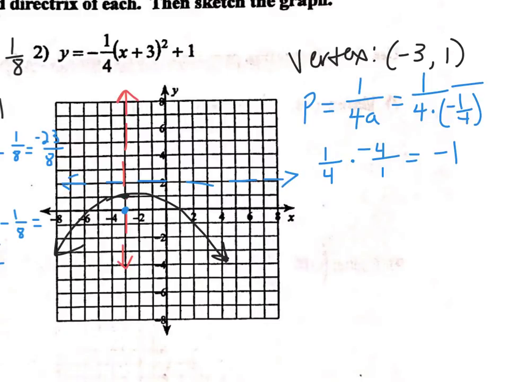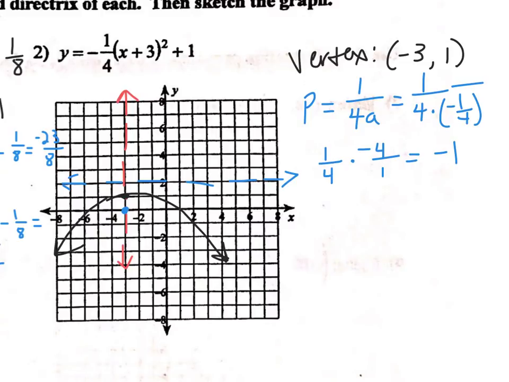Okay, so I've done the calculation of P equals 1/4A, and I found that my A value is -1/4. So in order to solve that, I just multiply by the reciprocal of that fraction, and I get 1/4 times -4/1, which just gives me a -1. So my P value is -1. In other words, I'm going to be going in the focus direction, going down 1 unit. So I'm 1 unit away from my vertex.